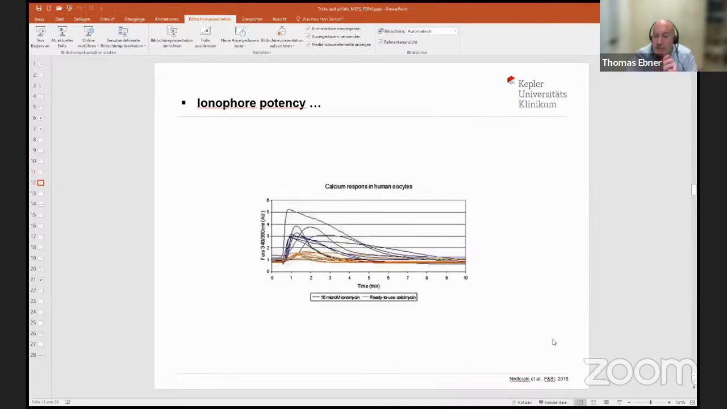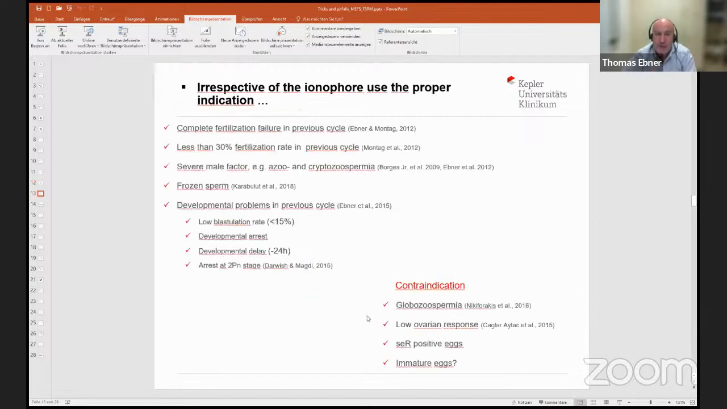And this has been shown by this nice work from Nikiforaki from the Ghent group. It shows that calcimycin gave a lower area under the curve as compared to ionomycin in human oocytes donated for research. Irrespective of the ionophore that we plan to use, we have to make sure that we use the proper indication.